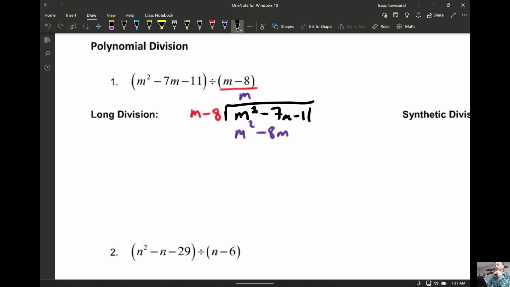Now this next part is where most of the mistakes come in. So I'm going to start highlighting this, the rest.